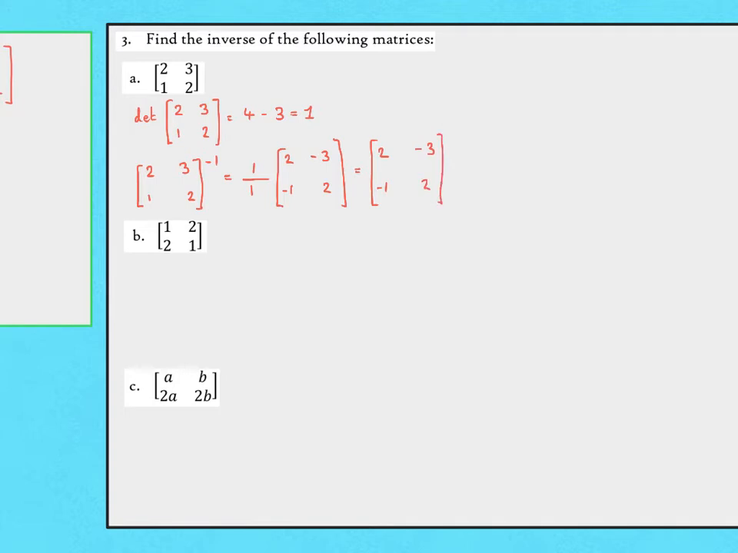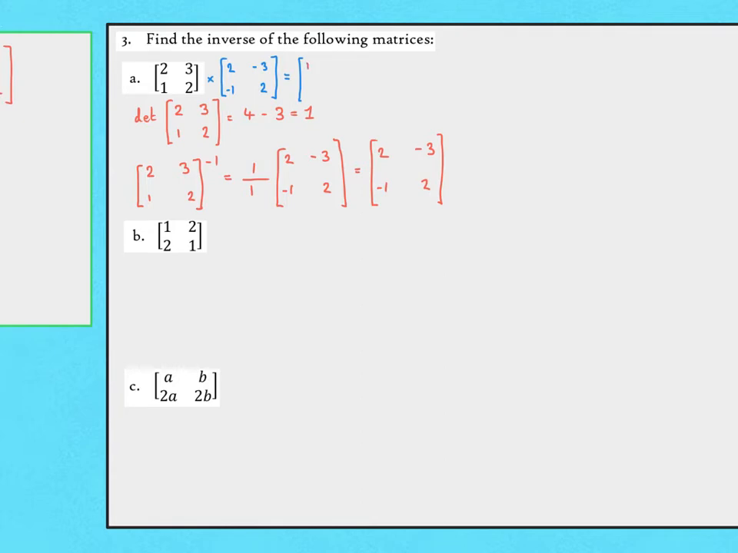If we wanted to check that, we could multiply our original matrix by what we think is our inverse, 2, minus 3, minus 1, 2. If we've done this correctly, we should get the identity matrix, which remember is a matrix with 1's on the diagonals and 0's elsewhere. So this is going to be equal to, the top left, 2 times by 2 plus 3 times by minus 1, which is just equal to 4 minus 3 is 1.